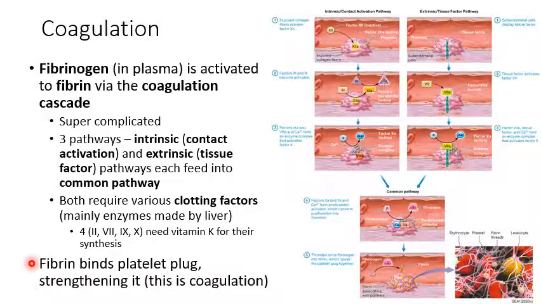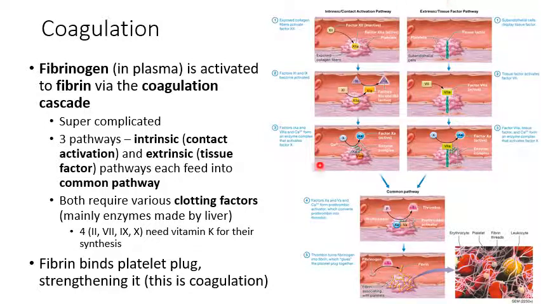So in order to get there, you have to go either by the intrinsic pathway or by the extrinsic pathway. You can start the coagulation process by either pathway. Then at the end, both of the intrinsic and extrinsic pathways are going to feed into the common pathway. And at the end of the common pathway, you have fibrinogen being activated to fibrin.